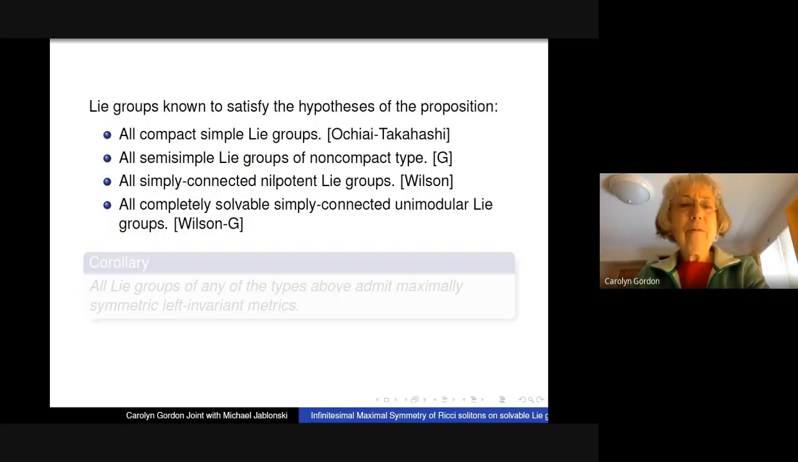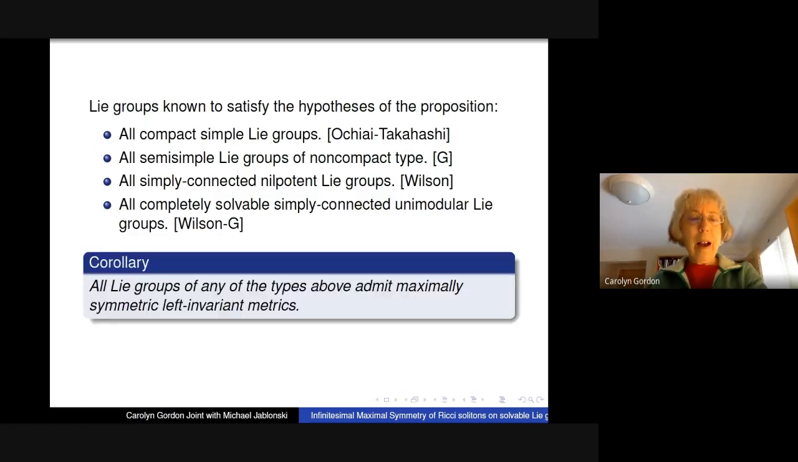Now, there are a number of types of Lie groups that do satisfy these hypotheses. All compact simple Lie groups do. All semi-simple Lie groups of non-compact type. All simply connected nilpotent Lie groups. All completely solvable, I'll define that later. Simply connected unimodular Lie groups. So in all these cases, any Lie group of any of these types will admit at least one, well, generally more than one, maximally symmetric left invariant Riemannian metric. So it is reasonable to look for such metrics. Other types of Lie groups may or may not.